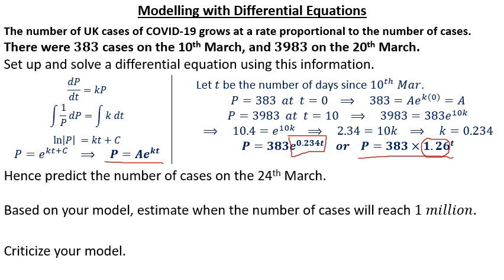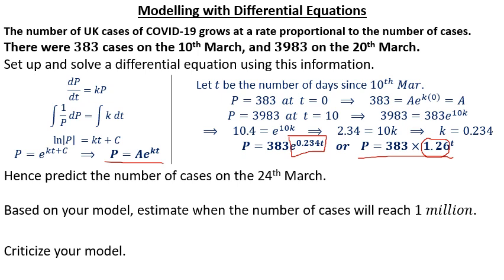Think about what happens as t increases. As we go from this day to the next day, from the 23rd of March to the 24th of March, t will increase by 1, and p will increase by a factor of 1.26. Currently it's 383 times 1.26 to the power of 13. We're 13 days past the 10th of March, and tomorrow it'll be 383 times 1.26 to the power of 14. In other words, the number of cases will increase by 26%.